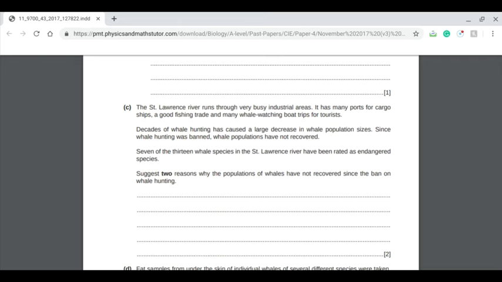Moving forward, the St. Lawrence River runs through very busy industrial areas. It has many ports for cargo ships, a good fishing trade, and many whale watching boat trips for tourists. Decades of whale hunting has caused a large decrease in whale population sizes. Since whale hunting was banned, whale populations have not recovered. 7 of the 13 whale species in the St. Lawrence River have been rated as endangered species. So give 2 reasons why the populations of whales have not recovered since the ban on whale hunting.